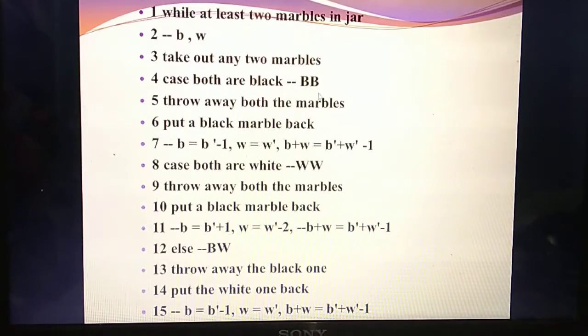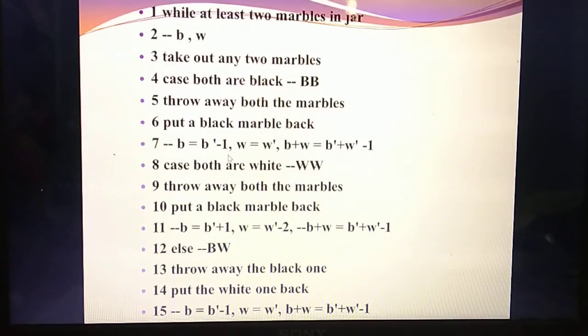Understand? But here, consider this. Here you have taken 2 marbles outside. You have already taken 2 marbles outside, so B dash minus 2 will come. But you need to put a black marble inside. So here one step will come.